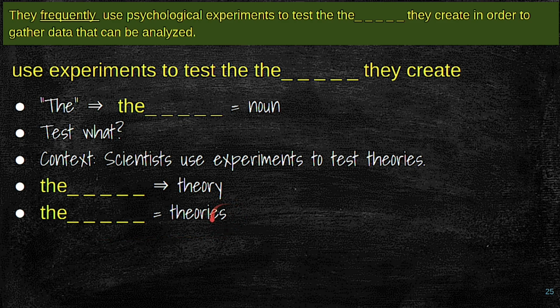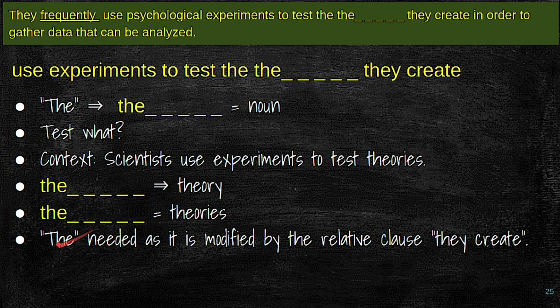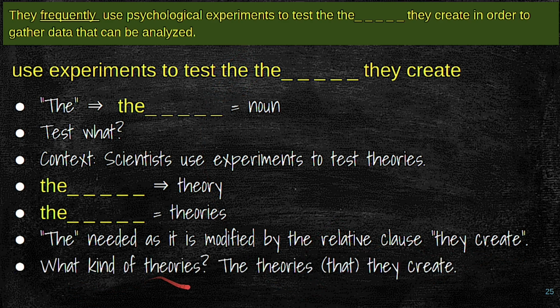Notice that the noun has the definite article, the. The reason the is used is that theories is modified by the relative clause they create. What kind of theories? The theories that they create. The noun beginning with the is theories. Okay, moving on to the last sentence with blanks.